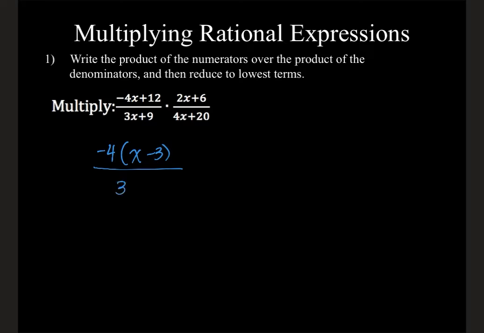And then in the denominator, I'll factor out 3. Multiplied by 2x plus 6 becomes 2 times x plus 3, factoring out 2 from that. In the denominator there, we can factor out 4, x plus 5. Okay, now I can already see there's things I can cancel out.